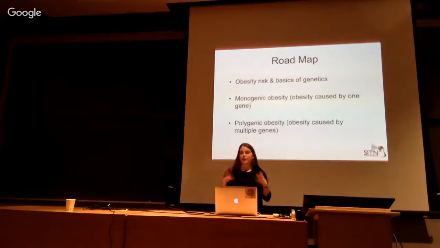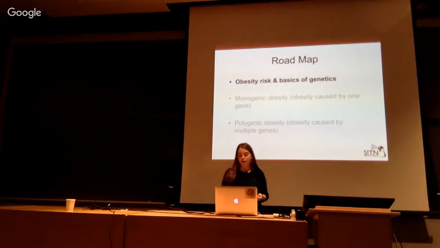So just to give you sort of an outline of what I'm going to cover, we're first going to talk about obesity risk and some basics of human genetics. In the second section, we're going to talk about monogenic obesity, which is obesity primarily caused by one gene. And don't worry, we're going to talk a lot about what that means before we get there. And then finally, we'll talk about polygenic obesity, which is obesity that's caused by multiple genes.